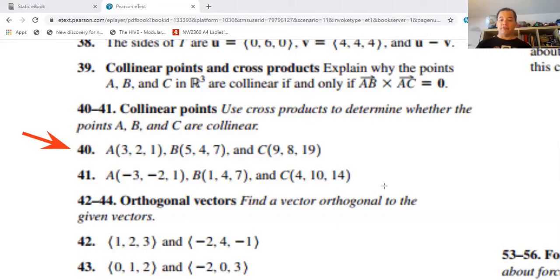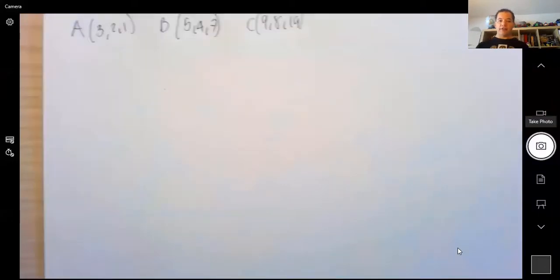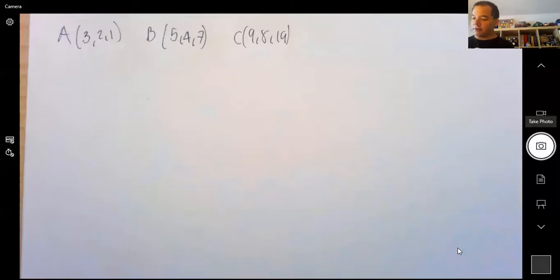So that's one way of doing this, right? We can do the cross product. The way to check if they are collinear is to do the cross product of any two of these vectors and check if it's 0 or not. If it's 0, they are collinear. If it's not 0, then they are not collinear, right? So let's do it. In this case, A is 3, 2, 1, B is 5, 4, 7, and C is 9, 8, 19. And just as with the previous problem, you get to decide where you want the anchor for these vectors. I'm going to pick the smaller one, so A as the anchor.